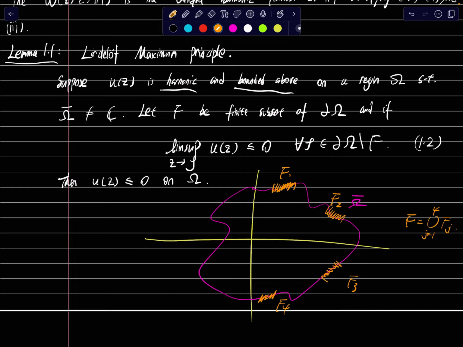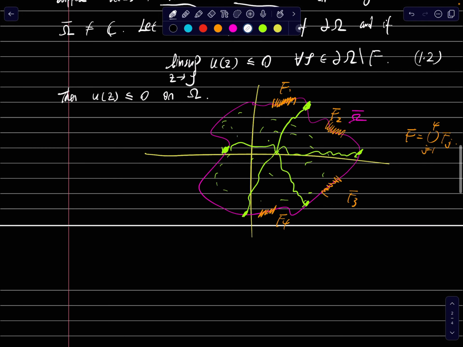So if for every zeta, arbitrary, the harmonic functions are all smaller or equal to 0 on these points, then u of z is smaller or equal to 0 on the entire omega. So this result tells us that a local upper bound can be extended to a global upper bound. Okay, so let us prove this result.